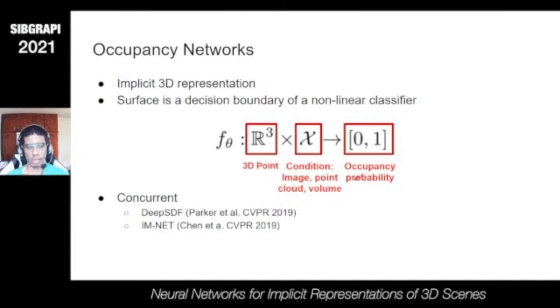Quite simple, the idea. And this work was concurrent with 2 other works in CVPR 2019. First is DeepSDF, and the second is IMNet. It's important to see that DeepSDF is a method for representing through a signed distance function, which is different from this occupancy approach here.